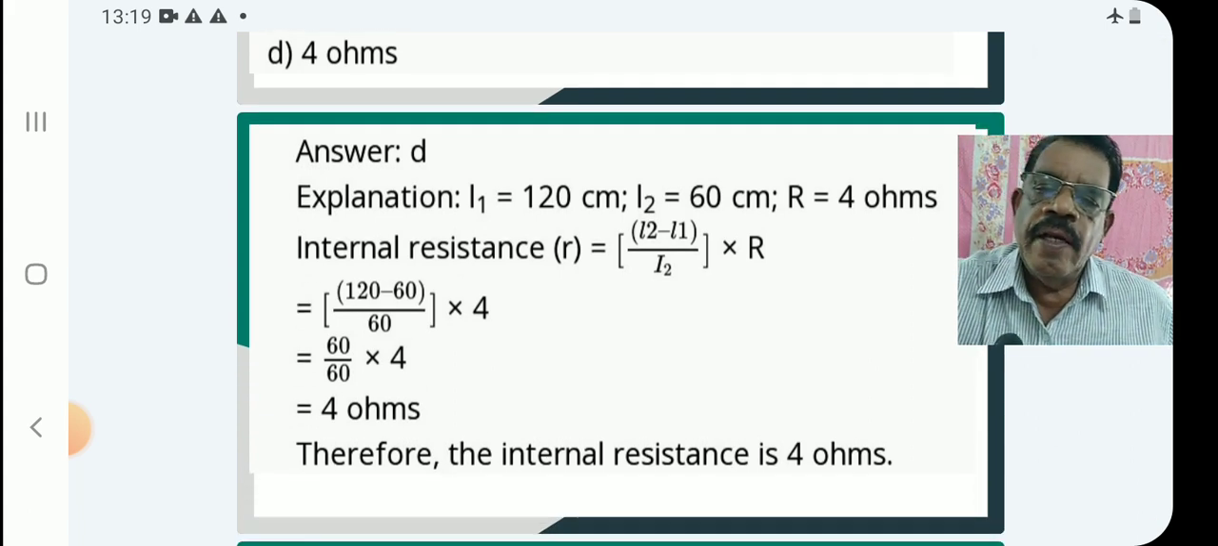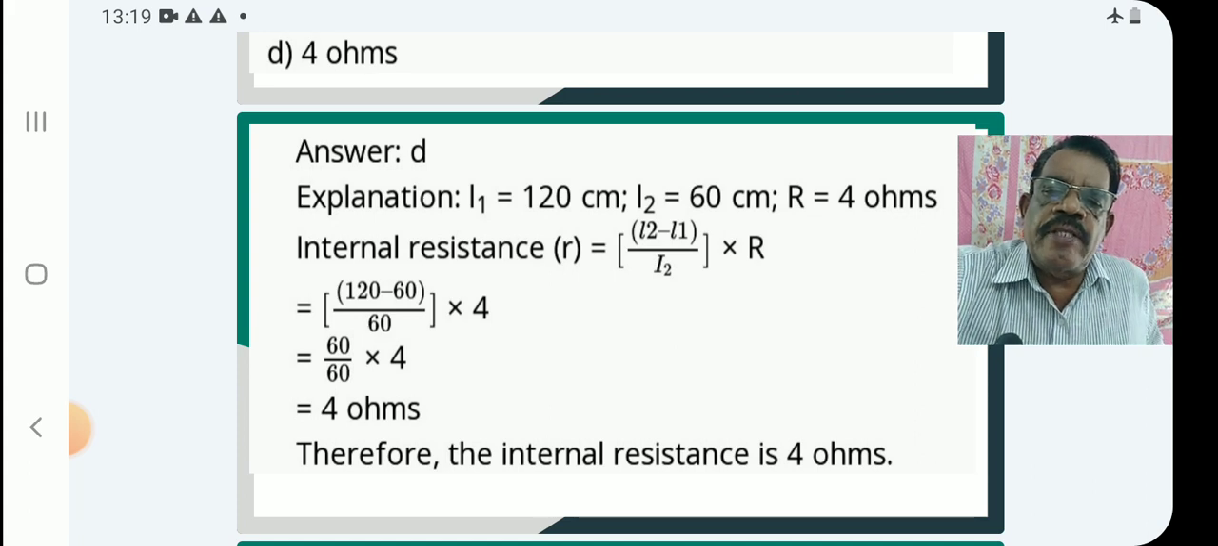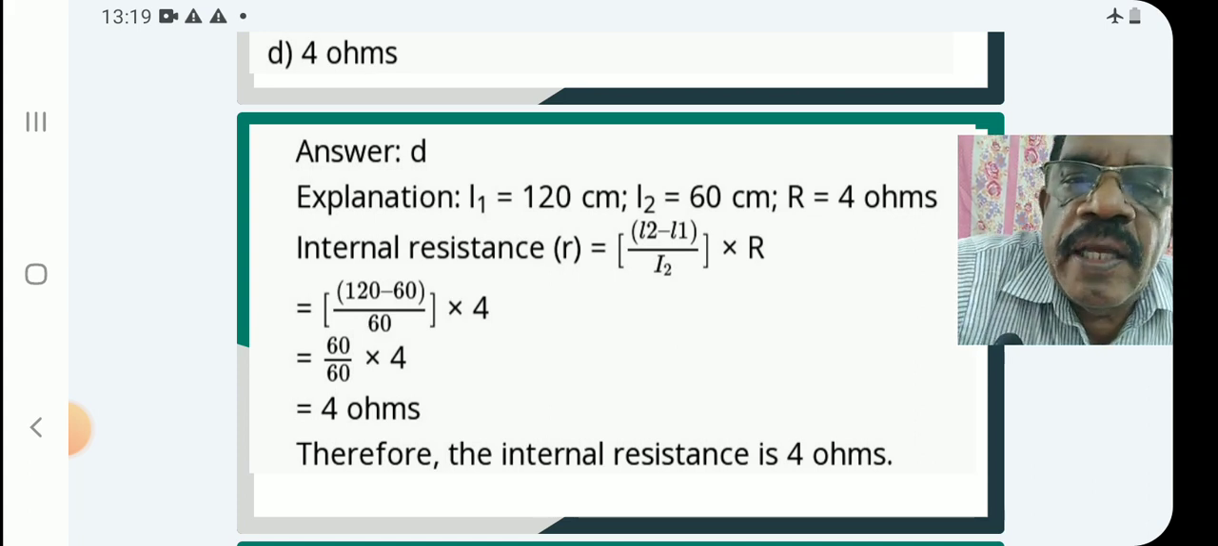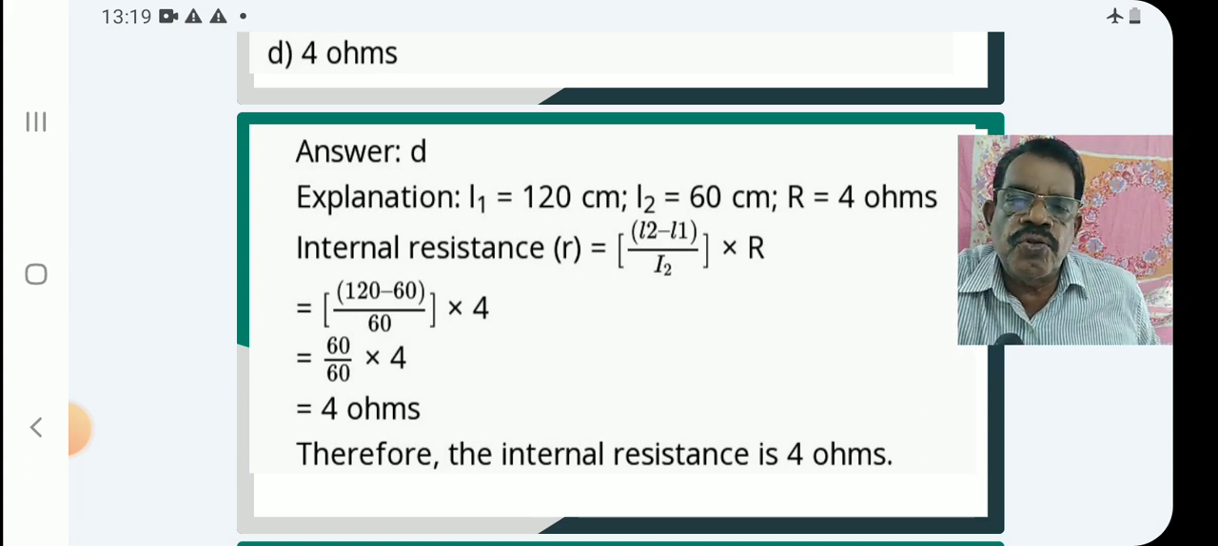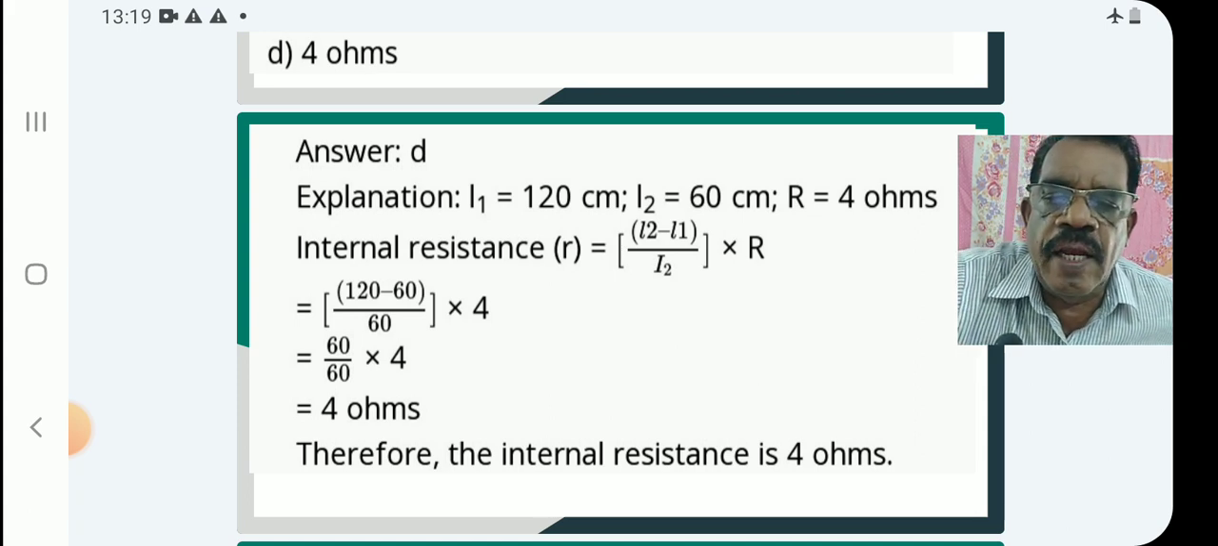You know, mainly the potentiometer is used for two experiments in the laboratory, that is to compare the EMFs of two cells and also to find the internal resistance of the cell.